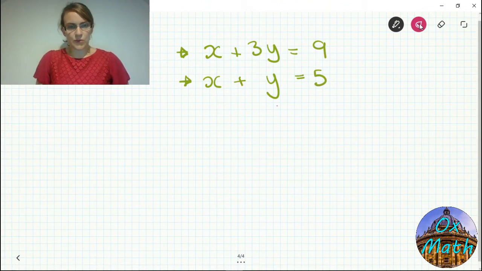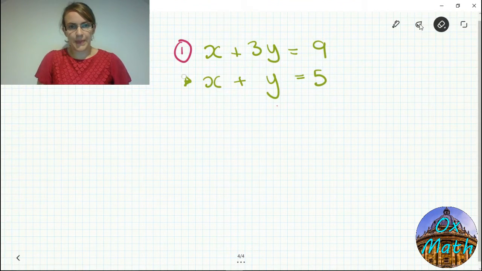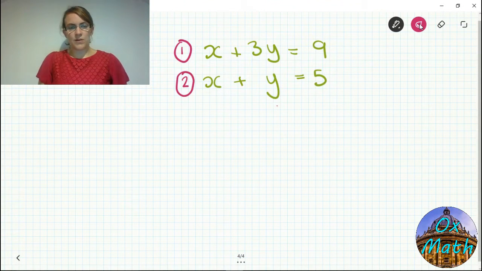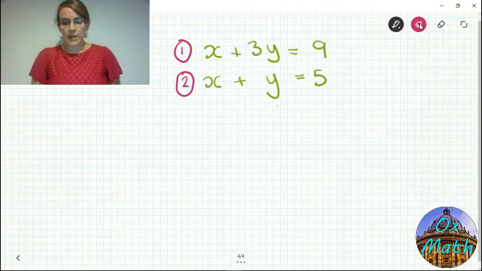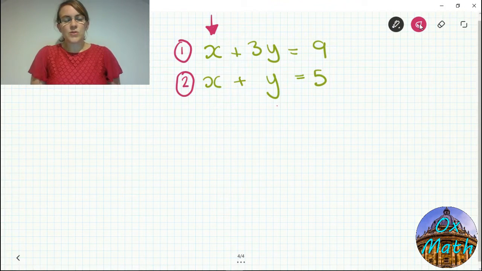So to do it without drawing squares and triangles, we look at the two equations. So in this top equation, which I'm going to call equation 1, we know that we've got 1 lot of x and 3 lots of y, giving us a total of 9. In the second one, which I'm going to call equation 2, we've got 1 lot of x and only 1 lot of y, giving us 5. We can see straight away that we have the same number of x's in both equations. So we can directly compare the equations.